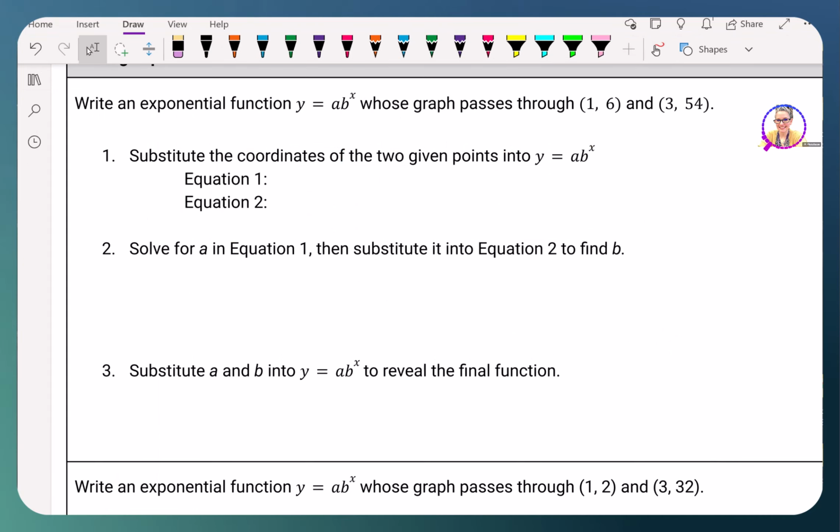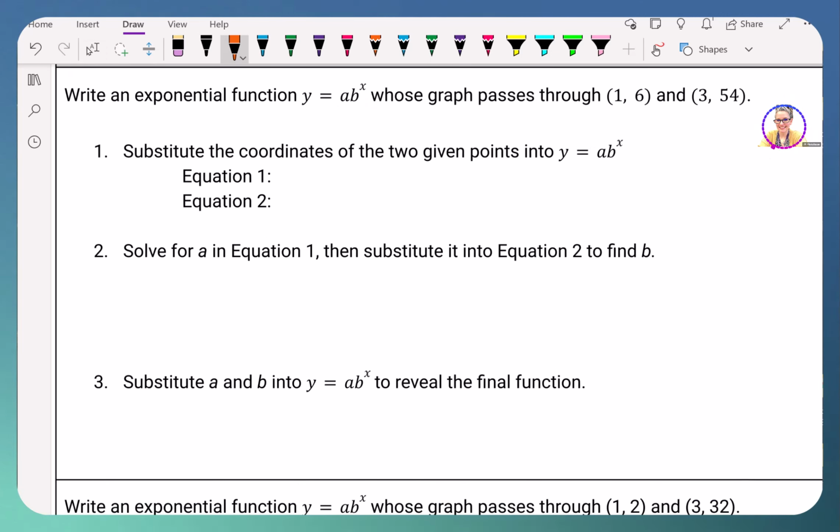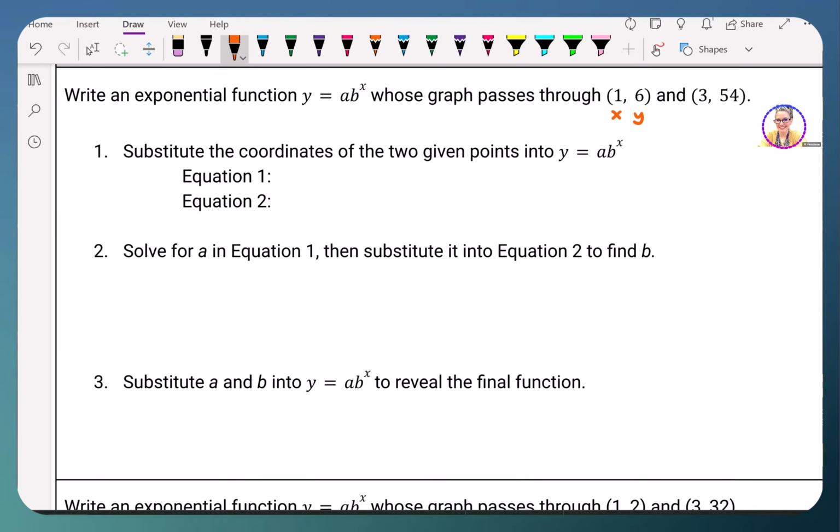So in this next part, if you ever want to actually write the model, you can use 2 of these coordinates and follow these 3 steps, and you will actually have your model written. So what we're going to do is label each one of these x and y. And we're going to use this form right here. It doesn't matter if it's a growth or decay, it will work. You're going to write 2 equations.